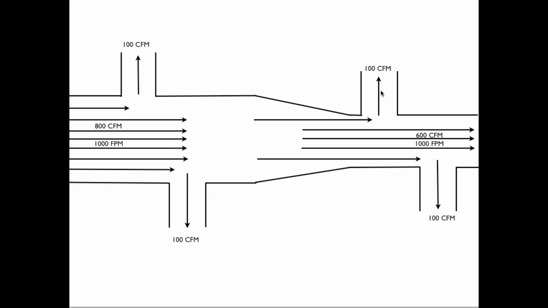We're going to get even amounts of air out of all these runs if I keep that feet per minute the same. So when you see trunk lines that are reduced, it's not because they're trying to save on sheet metal, it's because they're trying to keep up that feet per minute.